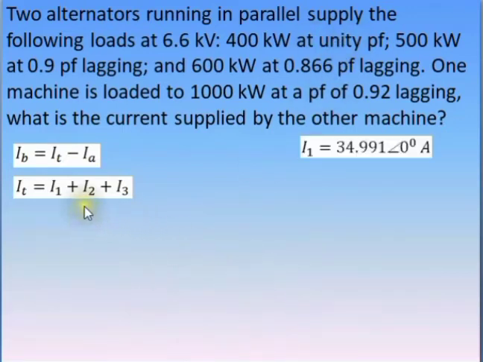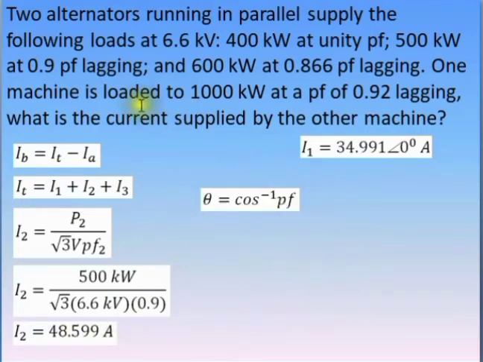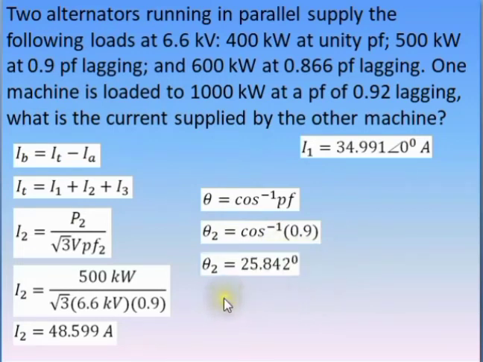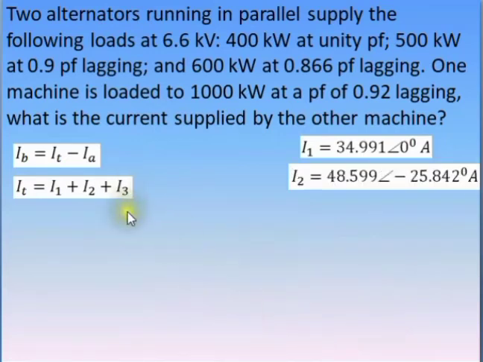Now let's go to I2 using this equation. Substitute lang po natin yung mga values. That is 500 kilowatts divided by square root of 3, 6.6 kilovolts and 0.9 power factor. Ang value po nito ay 48.599 amperes. Kunin naman po natin yung kanyang angle using this equation. So the inverse cosine of 0.9, this is 25.842 degrees. Combine natin dito sa I2. Therefore, we have 48.599 angle negative dahil lagging po doon, negative 25.842 degrees amperes.